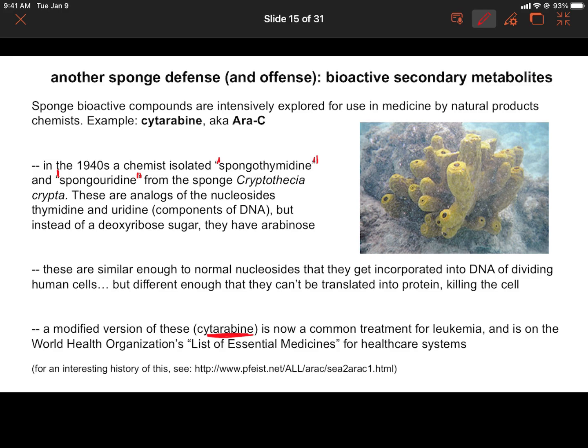Okay, so this would be very useful, of course, to attack cells that are dividing very rapidly, for example, cancer cells, and so that is indeed what cytarabine is used for. It's for leukemia, and it's one of the World Health Organization's essential medicines because it's so important in treating leukemia. Only one of numerous others.